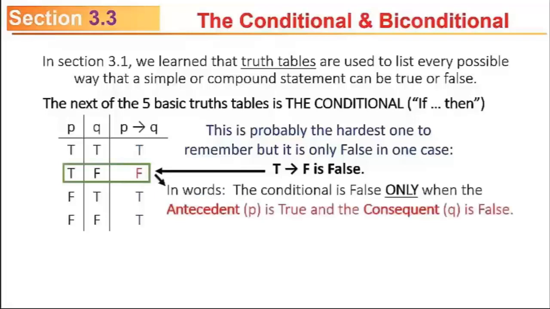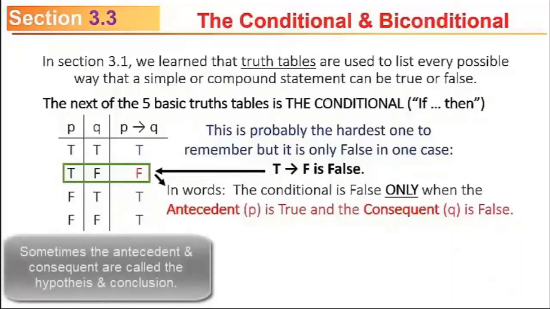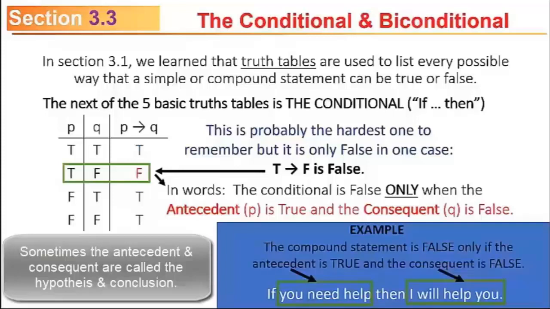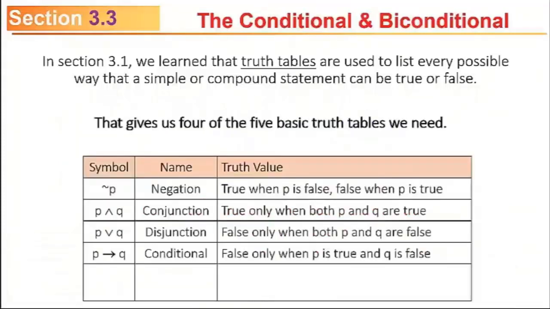You might say this in words: a conditional is false only when the antecedent is true and the consequent is false. Antecedent is the P and consequent is the Q. For example, if I gave you the statement, "If you need help, then I will help you," this compound statement is false only if the antecedent is true and the consequent is false. You need help is true, I will help you is false, produces a false compound statement here. It's the only case where it's false.